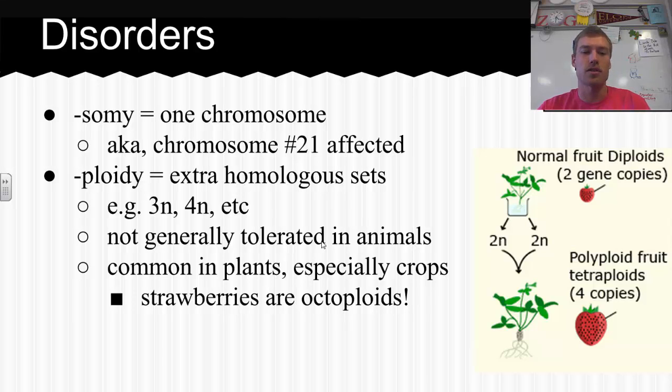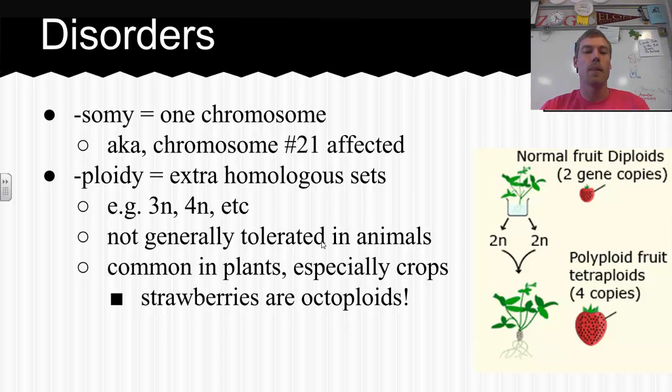So let's talk about some disorders. We're going to get into some specifics in a moment, but first we're just going to talk about them in general. So somy is a suffix that refers to a single chromosome being affected. For example, trisomy 21 is just chromosome number 21 being affected.